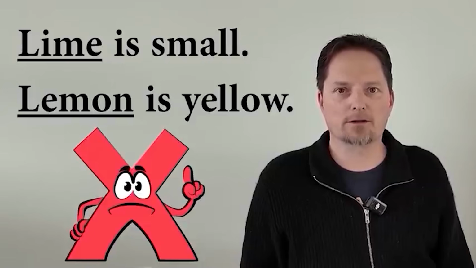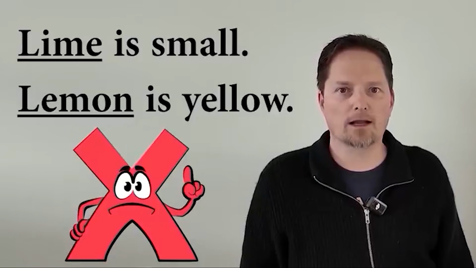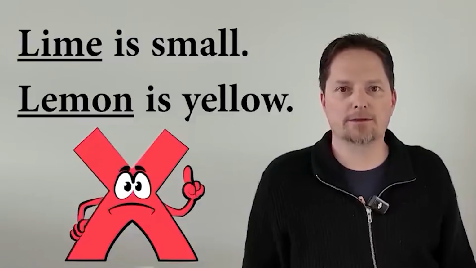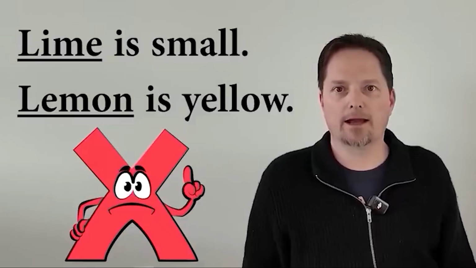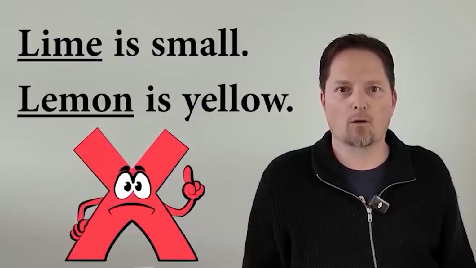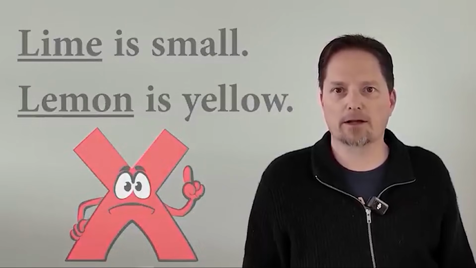Lime and lemon are countable words. I have to use articles. So I have to say a lime. A lime is small and green. And a lemon is like this. It's bigger and yellow. Remember, a lime and a lemon. I cannot just say lime and lemon. I cannot say lime is green, lemon is yellow. I have to say a lime. A lime is green and a lemon is yellow. Or I can make these words plural and say limes are green and lemons are yellow.